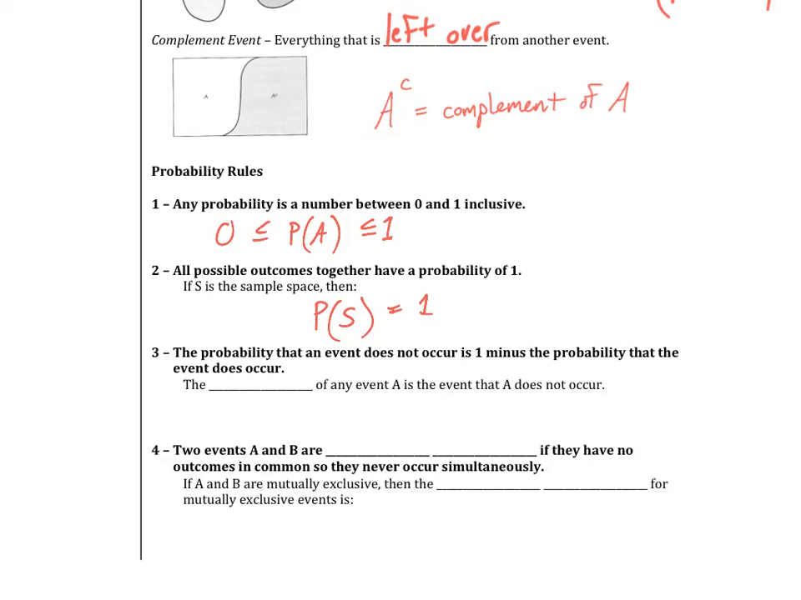Rule 3, the probability that an event does not occur is 1 minus the probability that the event does occur. So the complement of any event A is the event that A does not occur. So the probability of the complement, which is A with that little c as an exponent, is 1 minus the probability of A.